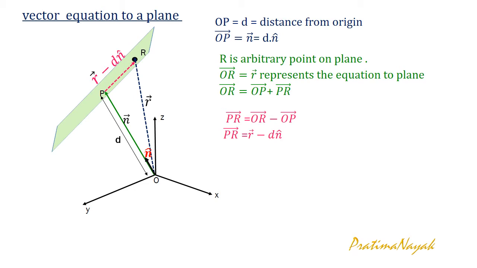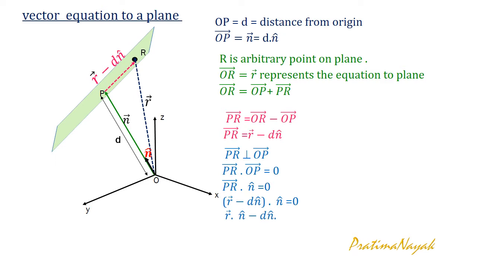PR vector is perpendicular to OP vector. So PR vector dot OP vector is equal to 0. Or we can write PR vector dot n cap is equal to 0. Now replacing PR vector by R vector minus d n cap vector, dot n cap vector is equal to 0. Now multiplying, R vector dot n cap vector minus d, n cap dot n cap, is equal to 0. So we reached the equation R vector dot n cap vector is equal to d. So this is the vector equation to the plane.